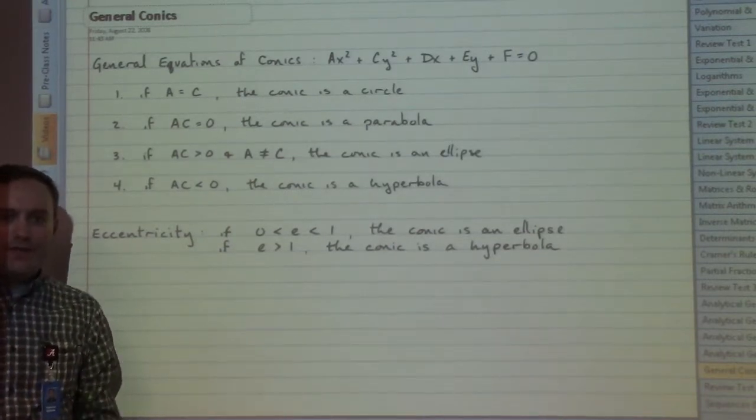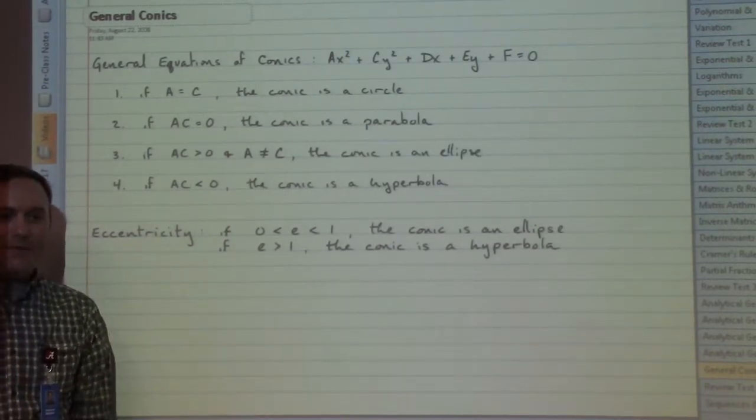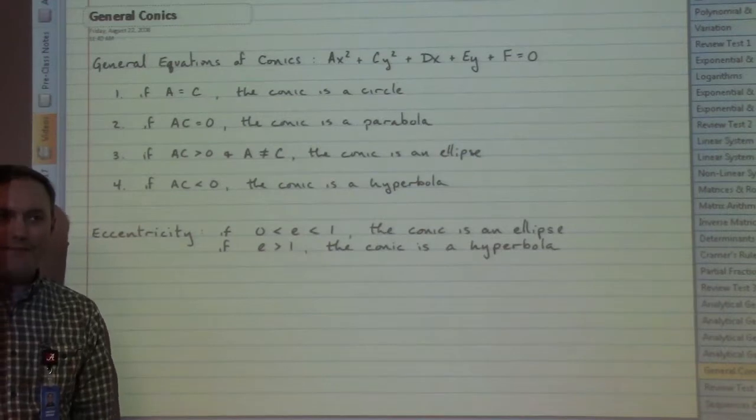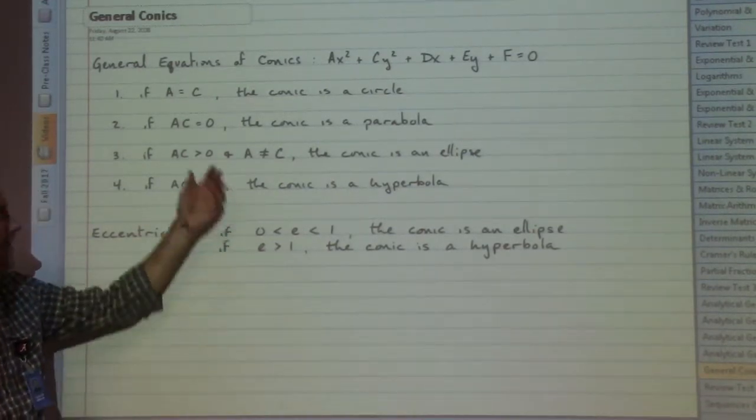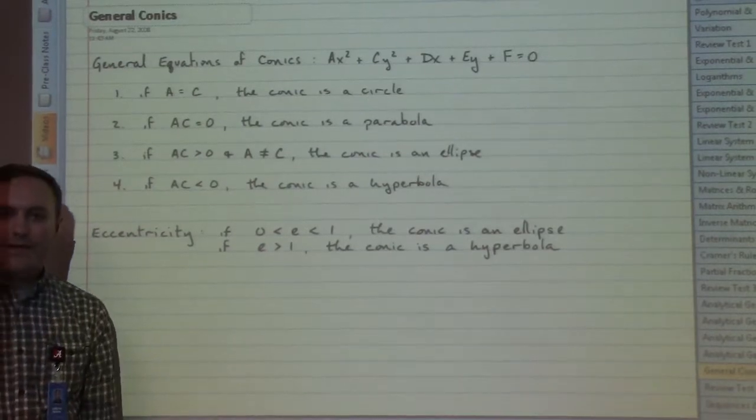That leaves us with the parabola. Well, what's the parabola? The parabola is the only one of these that doesn't have both variables squared. So if one variable is squared and the other one is not, that's automatically going to be a parabola.